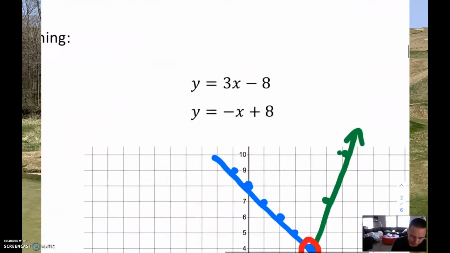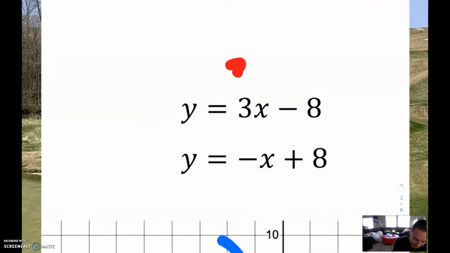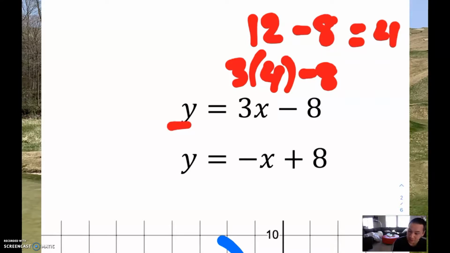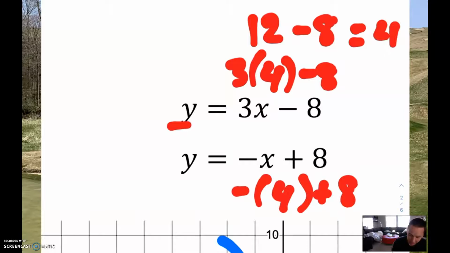So let's go ahead and double check. If I take 3 times 4 minus 8, 3 times 4 is 12, subtract 8, you get 4, and that's what y equals. That's good. Now we check it on the other one. Negative 4 plus 8 is also equal to 4, so we know we got the correct answer.